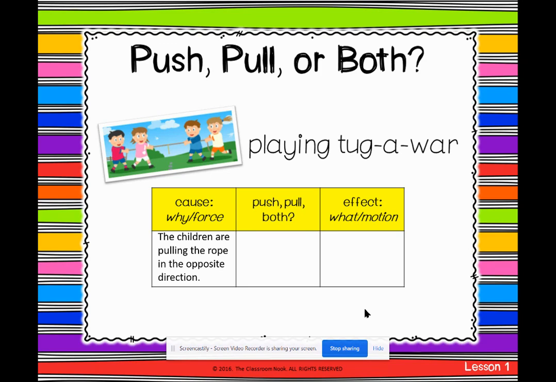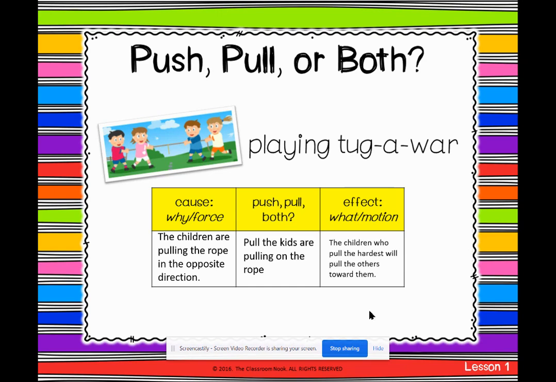So the second question is push, pull, or both? Which force is being applied? Well, the pull. The kids are pulling on the rope. That is what's happening. That is the force that is going on. So what is the effect or the motion that's going to happen when the kids pull on this rope?